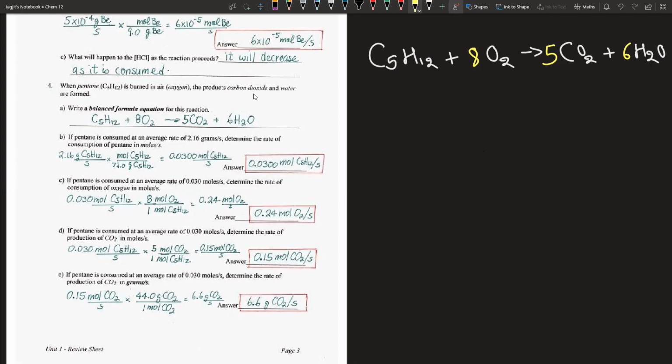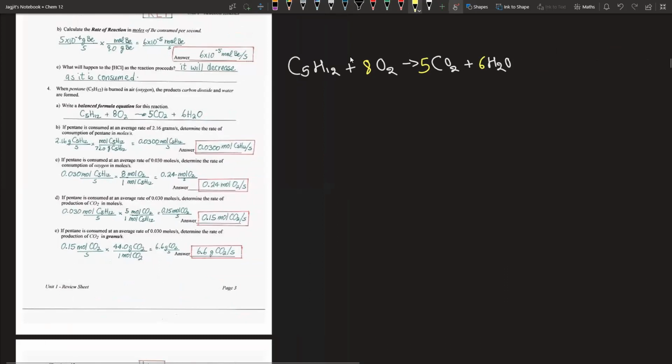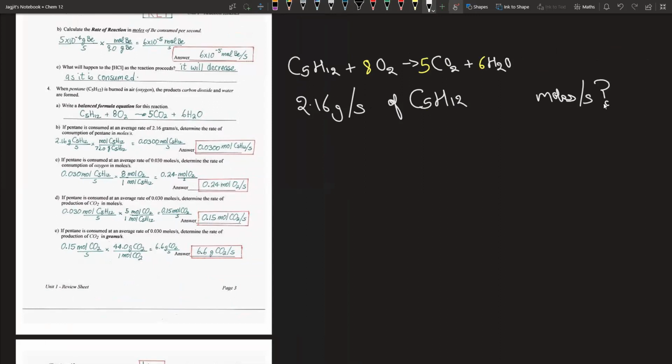Perfect. Now, in the second part, they're saying if pentane is consumed at an average rate of 2.16 grams per second. In other words, they gave you the reaction rate of 2.16 grams per second of pentane, and pentane is C5H12. They're saying C5H12 is being consumed at this rate, and they want you to first change it to moles per second. They'll say, can you write it as moles per second?